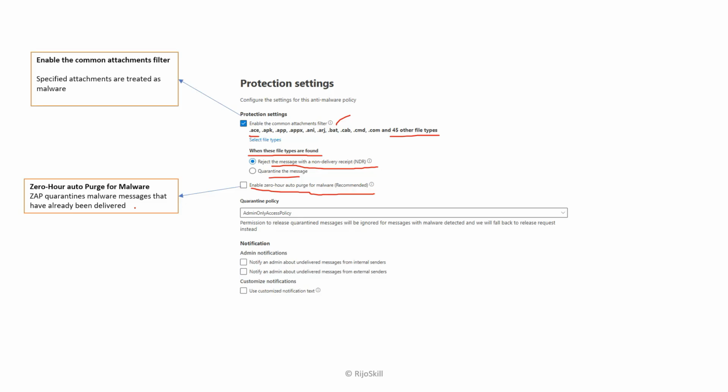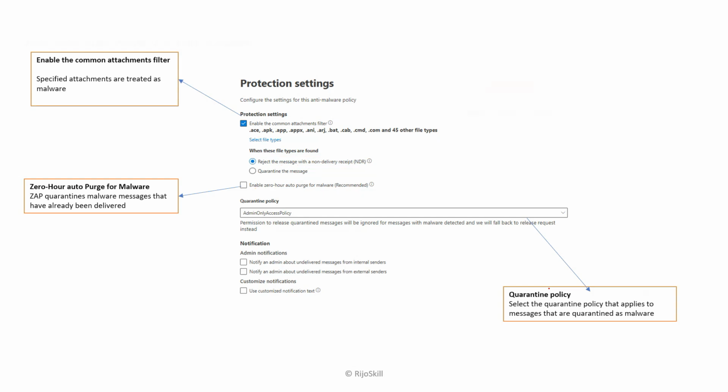Simply put, once the email is delivered to your inbox, later Microsoft threat intelligence finds that this email is harmful, so they will remove or block this email or send it to quarantine. That is the 0-hour auto purge. Next you can see here the quarantine policy, with the admin-only access policy. There are different types of policy available, the default policy and the admin-only access policy. Select the quarantine policy that applies to messages quarantined as malware. So what policy do you want to apply once malware is detected in your email?